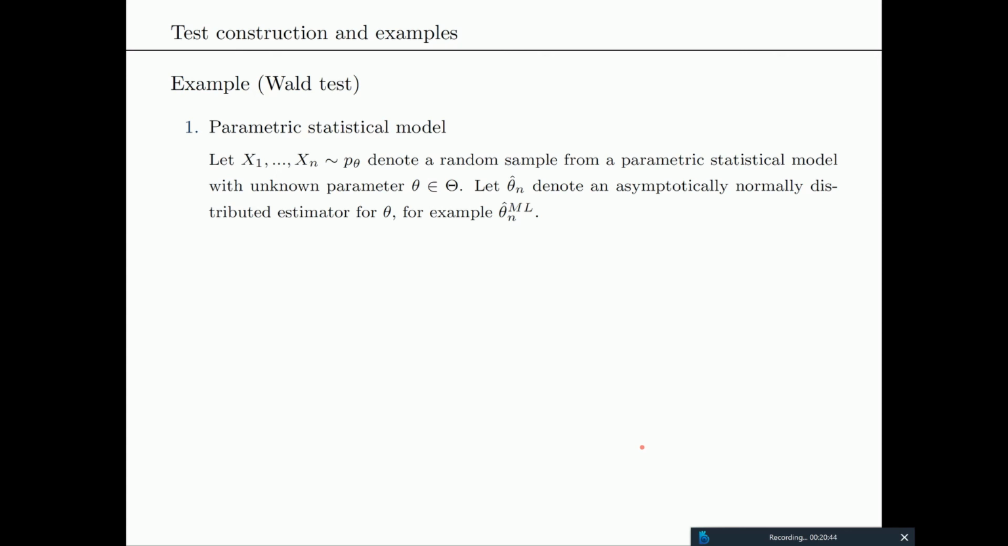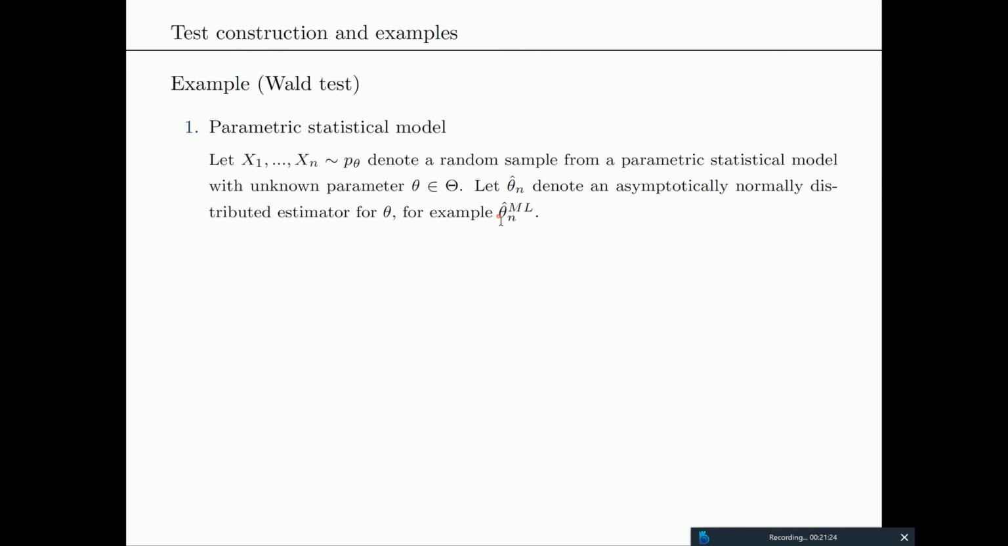Anyway, the parametric statistical model that we are considering here is a random sample from a parametric statistical model with an unknown scalar parameter theta. And we are not making any specific assumptions about the form of this parametric distribution, but we assume that we have an asymptotically normally distributed estimator for theta, for example, the maximum likelihood estimator. So remember that the maximum likelihood estimator is asymptotically normally distributed. We used this last week to construct approximate confidence intervals based on the standard normal distribution. Hope you remember that.